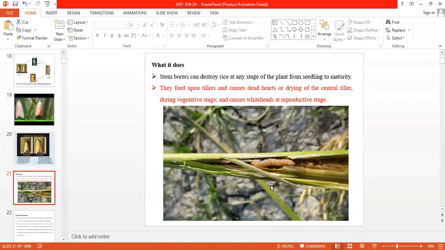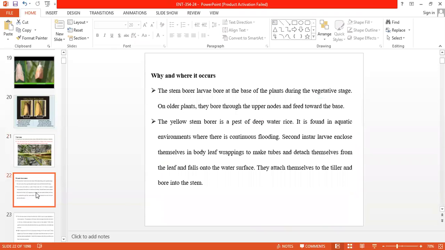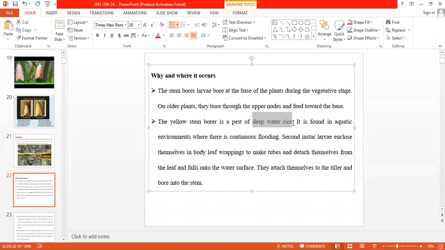Then these are the damaging symptoms. The yellow stem borer larva mainly infests the stem portion and feeds on the inner content, and due to that infestation, dead hearts or drying of the central shoot appear during the vegetative stage. Mainly this yellow stem borer infestation is noticed on deep water rice.